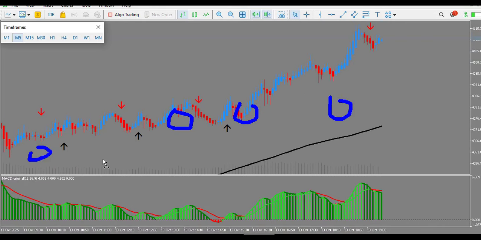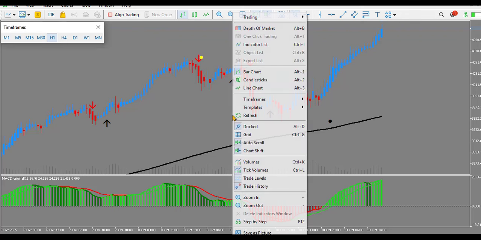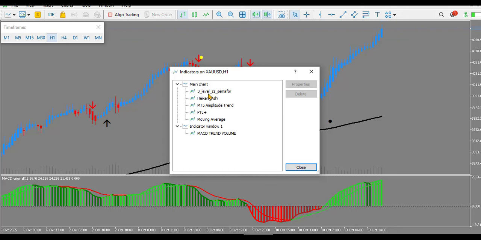So this is how to use this strategy profitably on MetaTrader 5. You can use it on any time frame you want, but just make sure you follow money management. Now let me show you all the indicators I use for this particular strategy. I have the 311 semaphore, which I did not allow to show, but if you want it, you can have it.